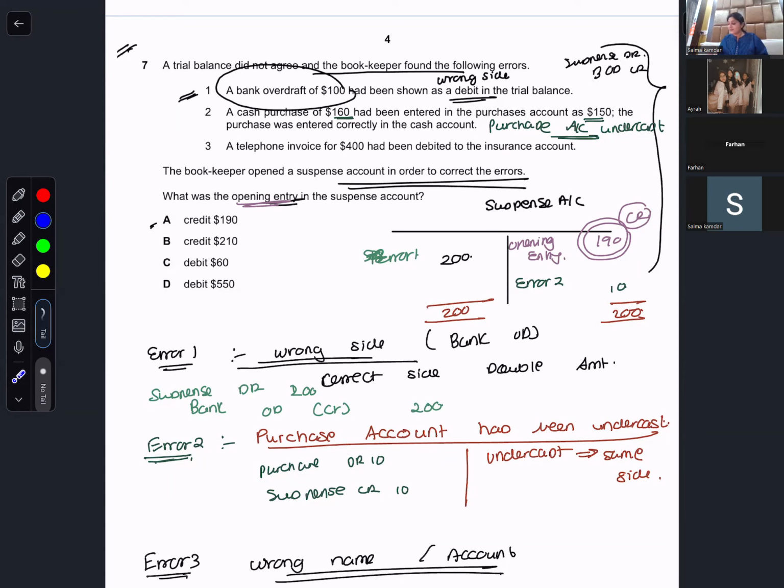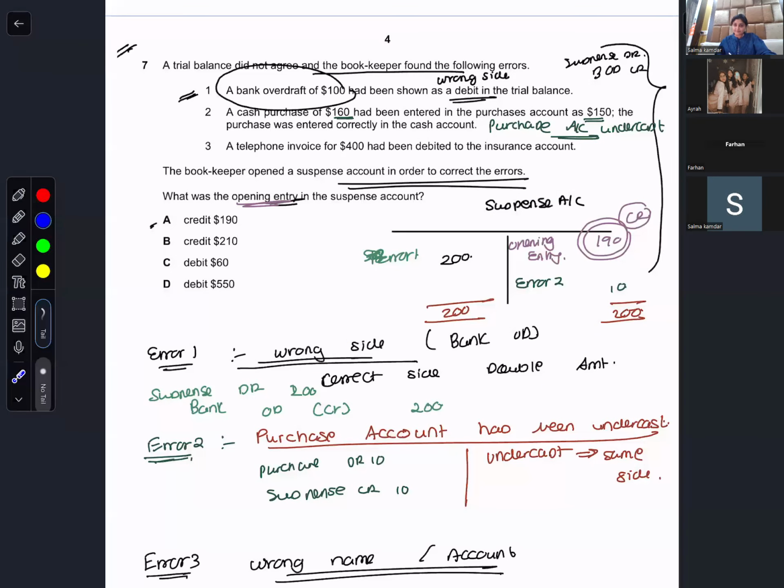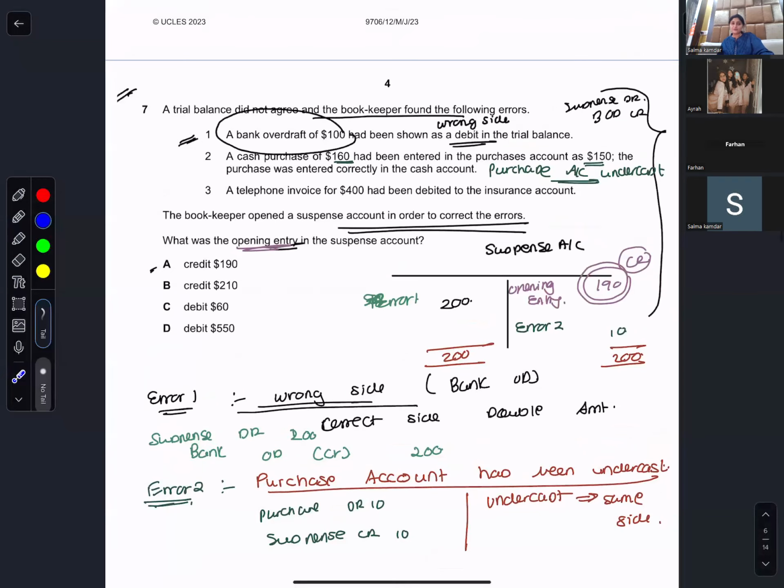Bookkeeper has asked you to make a suspense account to correct the error. So what is the entry in the suspense account? In the suspense account, your error number 1 will be debited, error number 2 will be credited. Opening entry will always be on the same side. So when I close this, 200 I write here, 200 here, minus 10, 190. Suspense account opening entry on the credit, how much? 190. Okay, now I understand. Are you with me? Please go through it. I'll pause it.